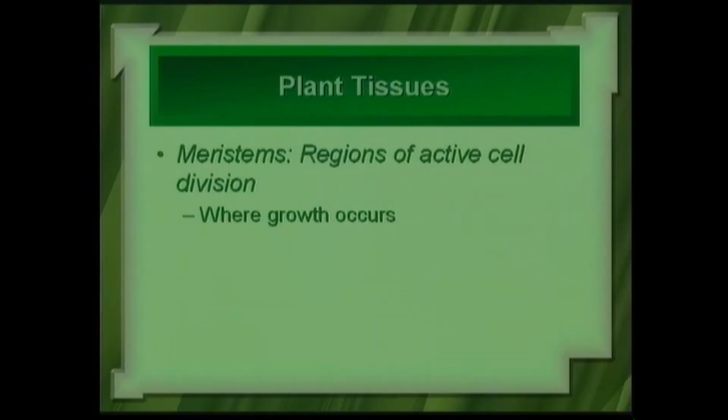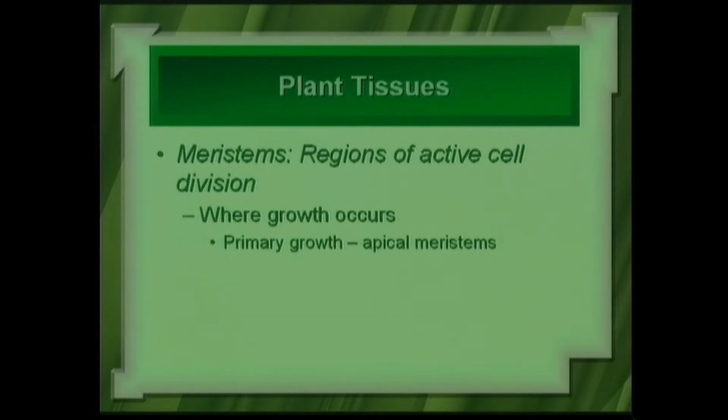Okay, these are places of active cell division. So this is where growth occurs in the plant. This is where most of the growth will occur. Okay, and so we have two different kinds of growth in flowering plants and other kinds of plants. We have primary growth. Primary growth is generally growth in an up and down direction, or a longitudinal growth that increases the plant size in length.